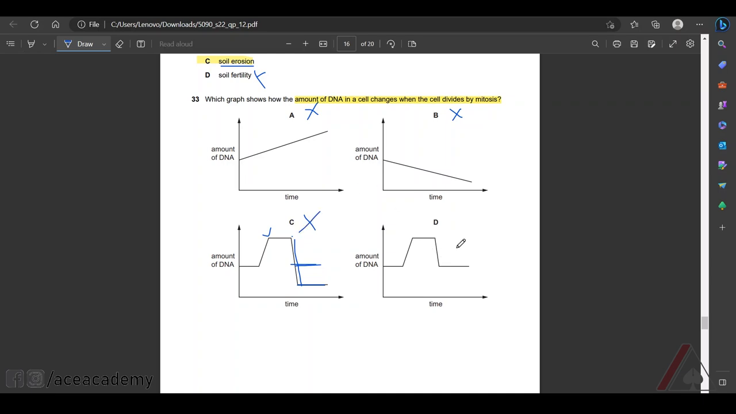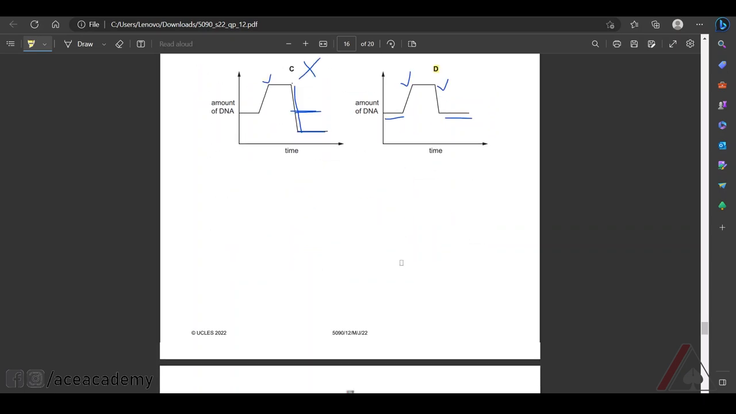Graph in our final option, which is graph D. The amount of DNA increases during one stage, that is the DNA replication stage, and it decreases during cytokinesis, which is also happening in one stage, and it returns back to normal. The daughter cells over here have the same amount of DNA as the parent cells. So D is logically our correct answer.